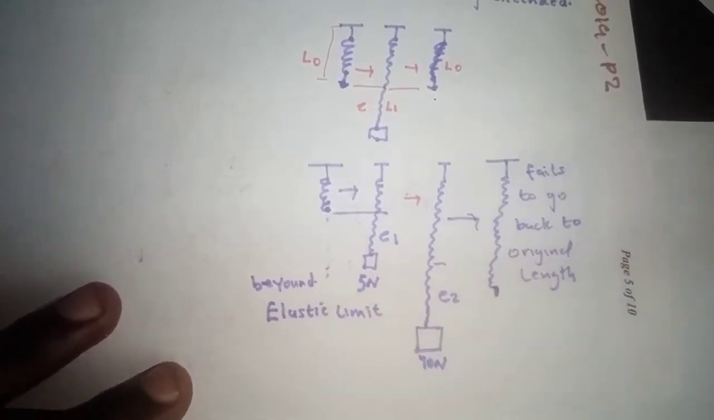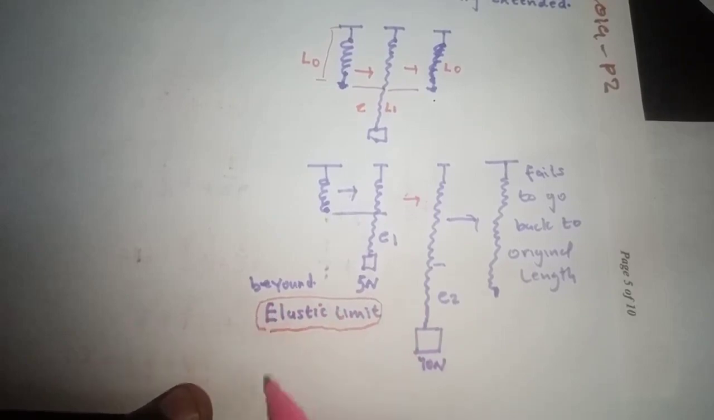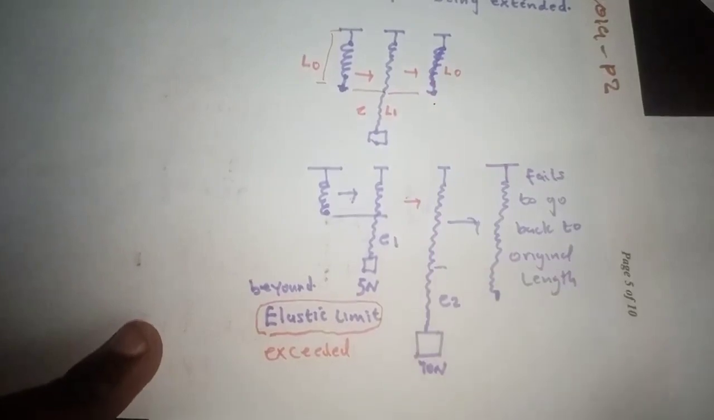It fails to go back to its original what? Length, okay. So we say such a spring that fails to go back to its original length has exceeded the elastic limit, okay. So a spring that has exceeded the elastic limit cannot go back to its original position. If it can go back to its original position, meaning it's still within the elastic limit, okay. So with that, let's look at what we call Hooke's law.